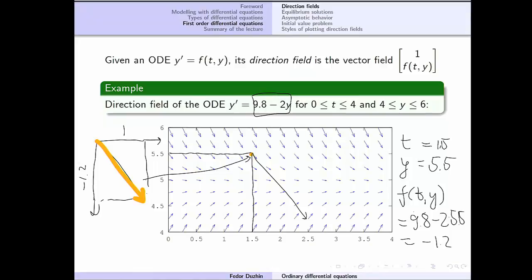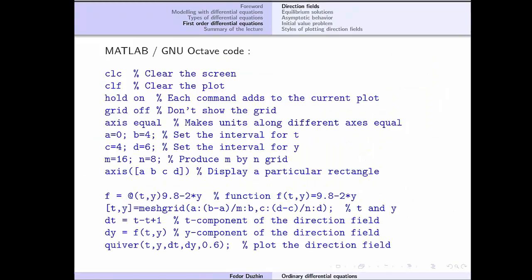So this vector that sits here is parallel to the vector with coordinates 1 and minus 1.2. And of course you can do the same thing at every point of the plane. This is how you calculate the direction field. Okay, for your reference, there is a MATLAB or Octave code that plots this vector field.